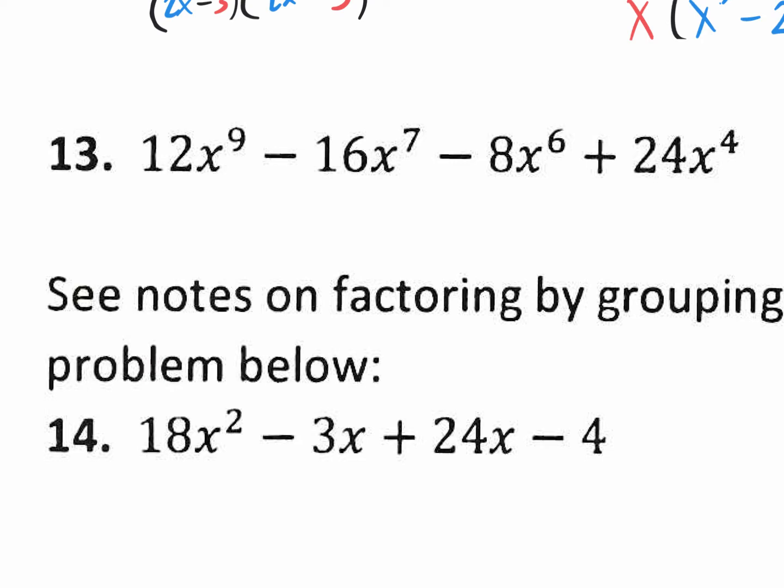Okay? 13, what could we pull out from all these terms? What is the GCF? 4. There's definitely a 4. 4x. And there's also x's, and the maximum amount of x's is 4. So yeah, 4x to the 4th is the greatest common factor. What's going to be left on the inside?